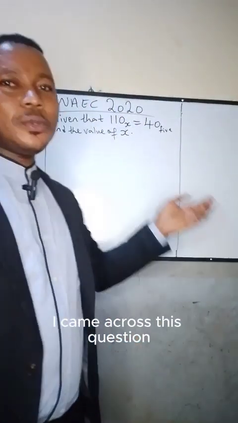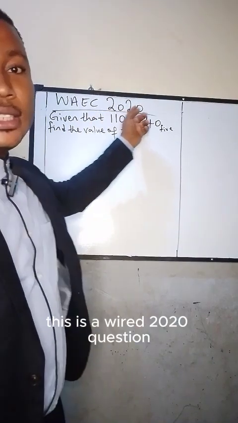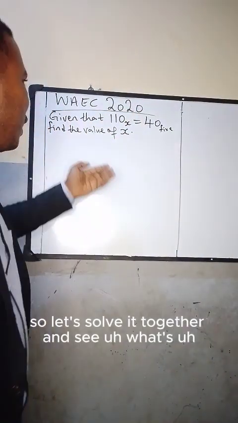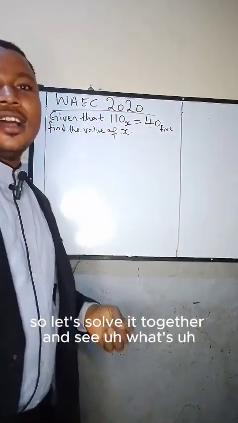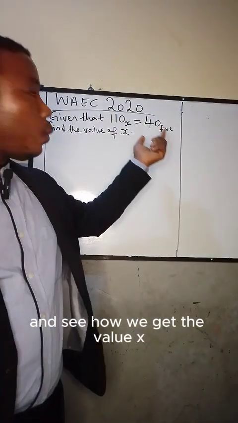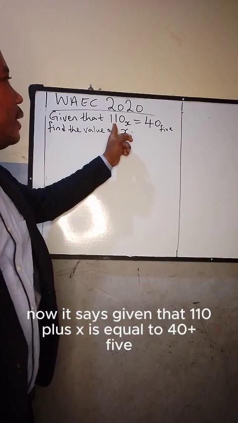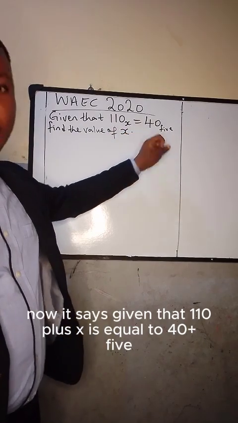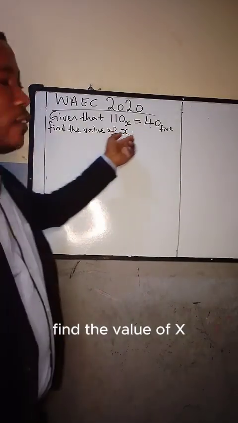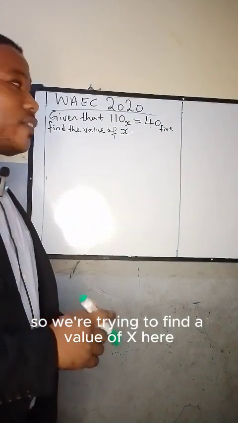Okay, I came across this question. This is a WAEC 2020 question. So let's solve it together and see how we get the value x. Now it says, given that 110 base x is equal to 40 base 5, find the value of x. So we're trying to find the value of x here.